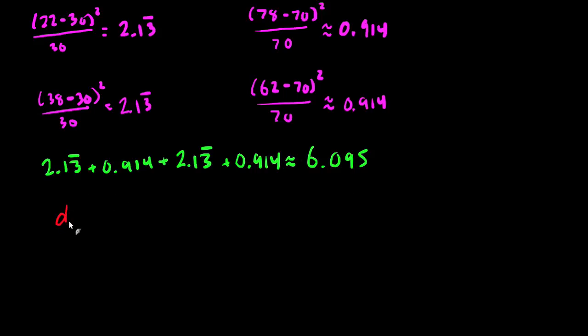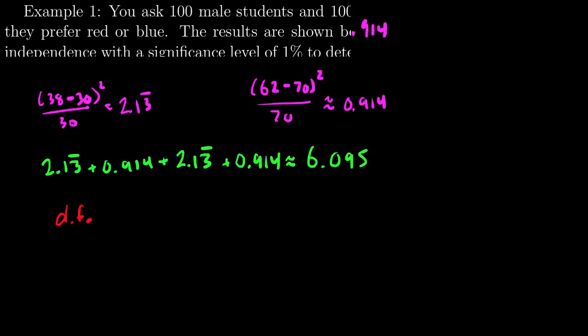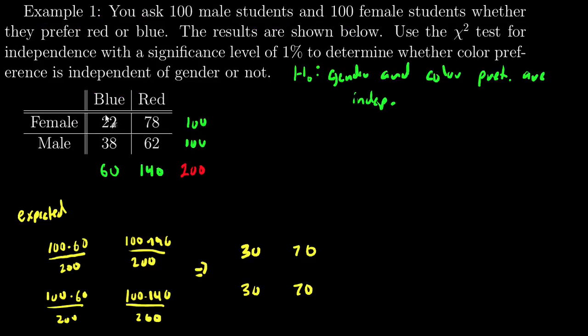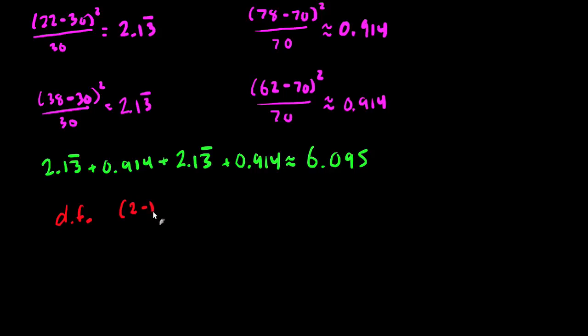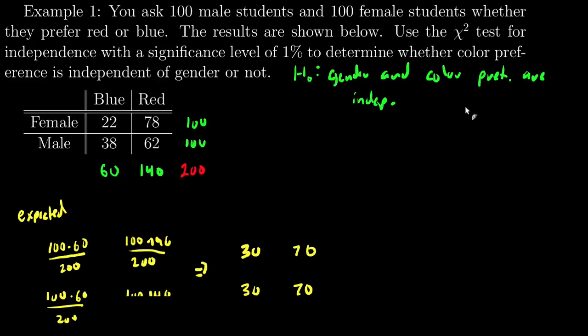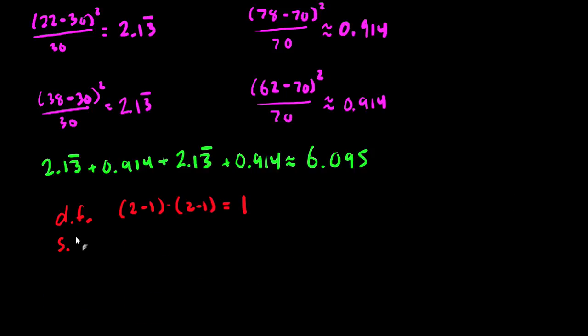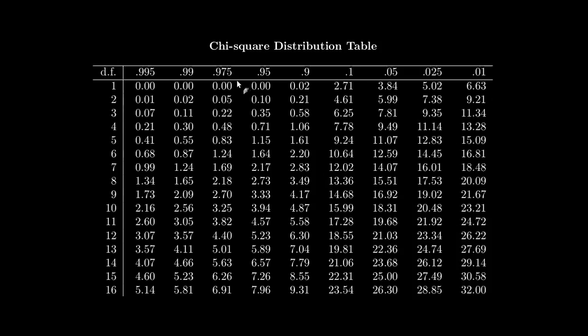Now I need the degrees of freedom. Well, looking at this, I have 2 rows and 2 columns. So I will do 2 minus 1 for the rows times 2 minus 1 for the columns, and the degrees of freedom are 1. The significance level I want is 1%, so I'm going to use a significance level of 0.01. I look this up in the table, so 0.01 with 1 degree of freedom gives me 6.63 as my critical value.